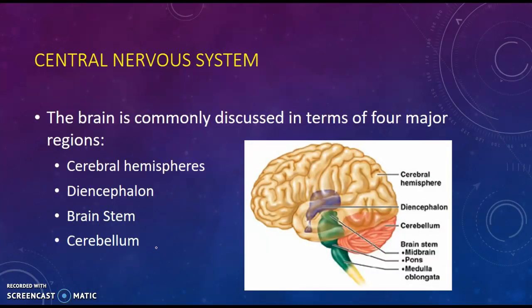The brain is commonly going to be discussed in 4 major regions, and this is how we're going to go through the brain. One being the cerebral hemispheres. That's the part of the brain that we're all really familiar with, that's got all those folds and everything. And then more internal to those cerebral hemispheres is going to be the diencephalon. We also have the brain stem, and then the cerebellum on the posterior aspect.